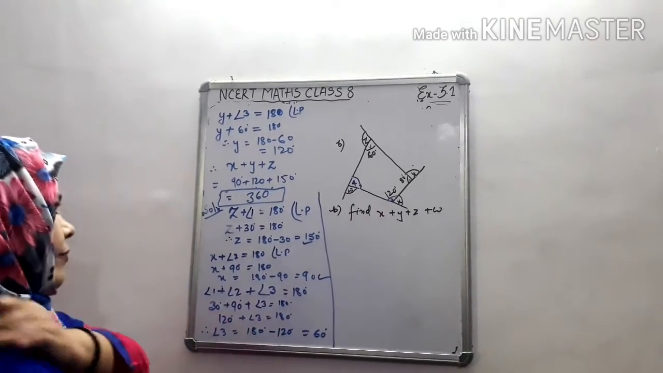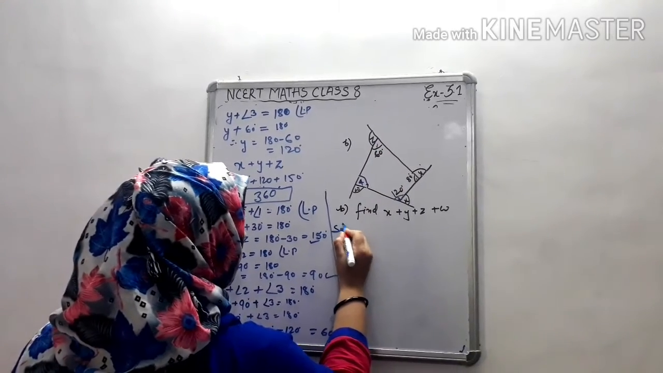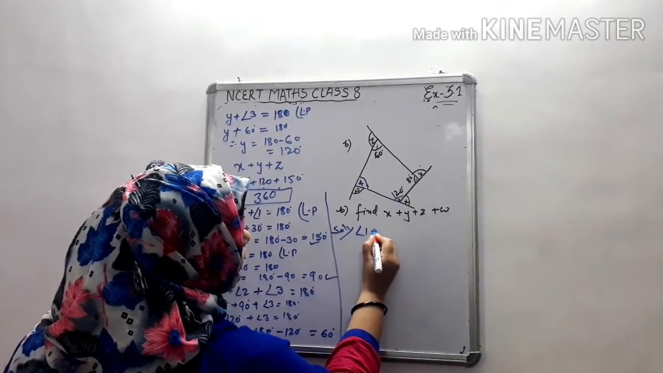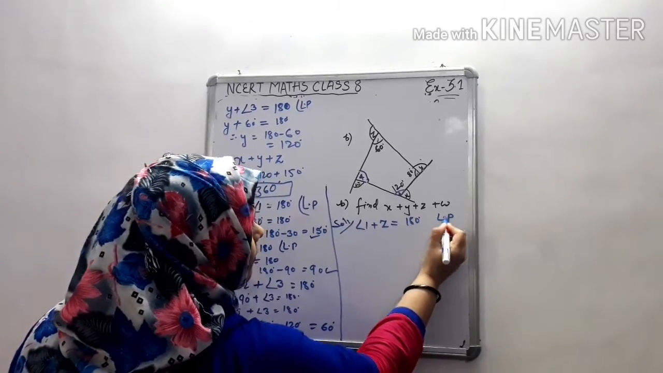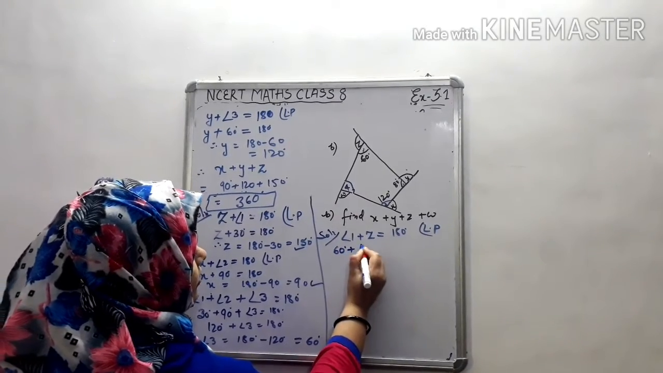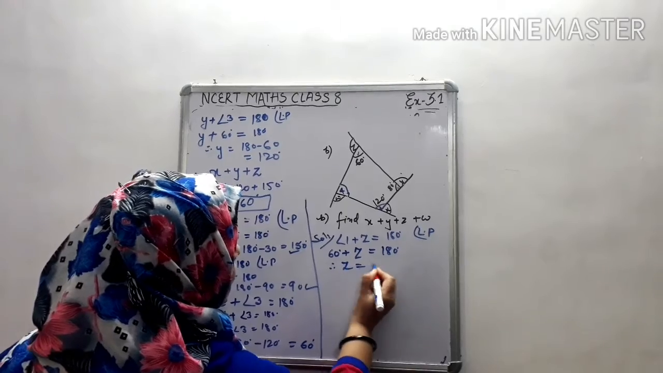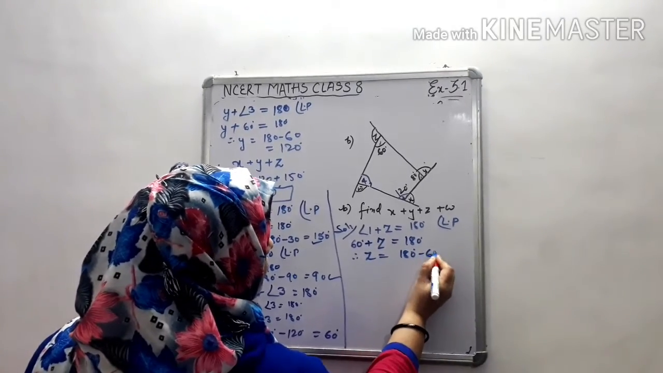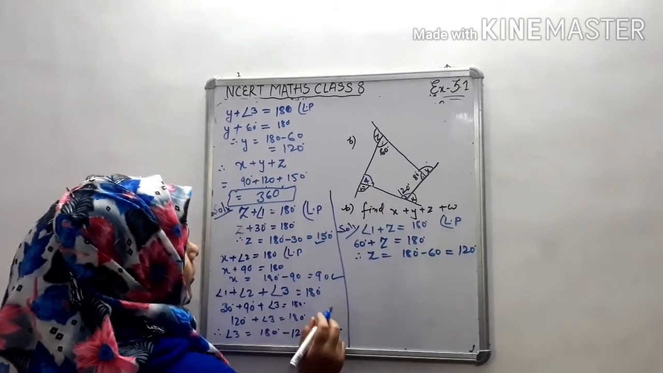Now just look here. It is also forming a linear pair. Angle 1 plus angle z. We will start the solution. Angle 1 plus angle z is equal to 180 degrees because it is forming a linear pair. That is 60 degrees plus z is equal to 180 degrees. Therefore, z is equal to 180 degrees minus 60 degrees, that is equal to 120 degrees. So the value of z is 120 degrees.